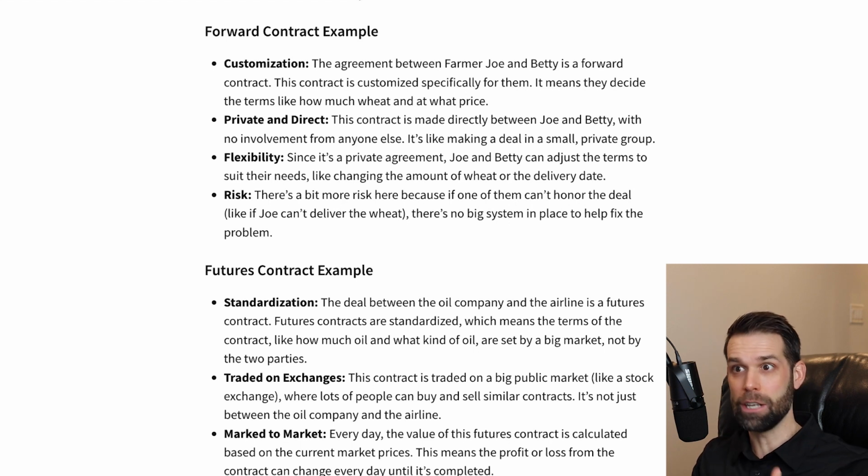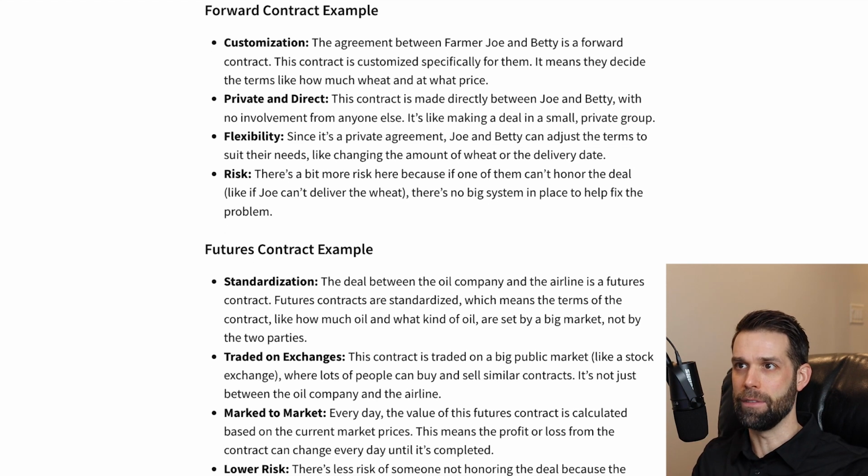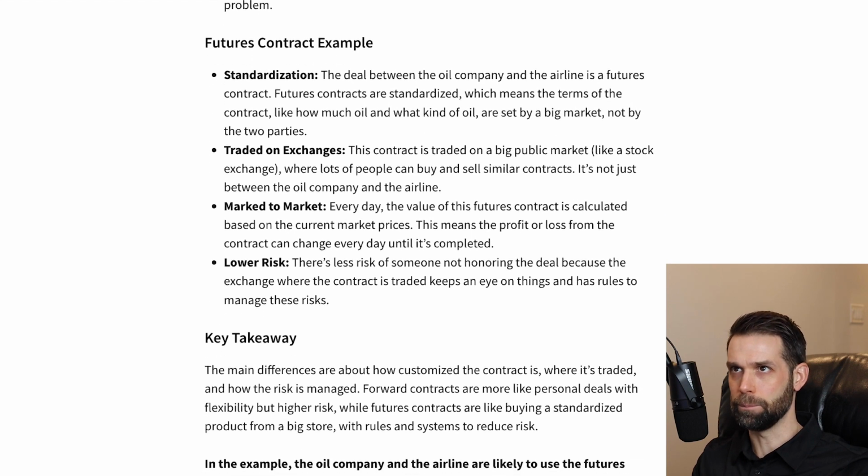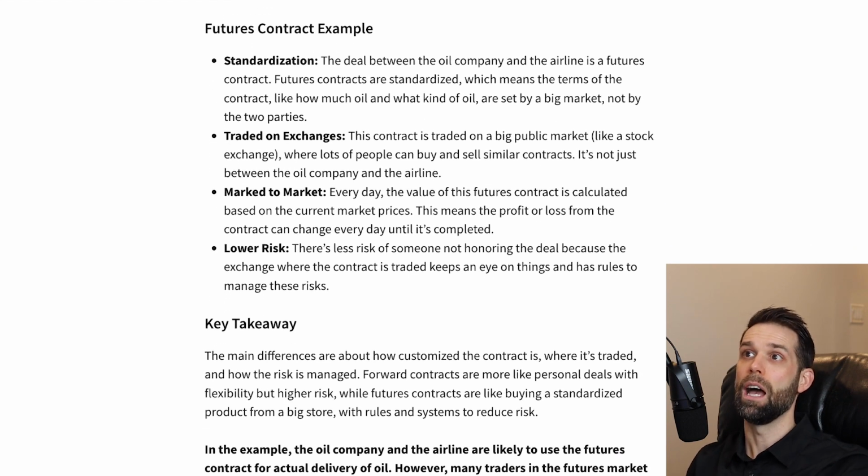As day traders or as investors, you're probably going to just use futures contracts where you don't really want to take the exchange of the actual commodity. So futures contracts are standardized. The deal between the oil company and the airline is a futures contract, meaning the terms of the contract are standard: how much oil, what kind of oil, the price, and the date.